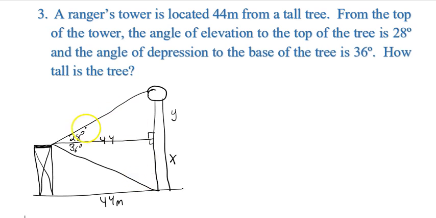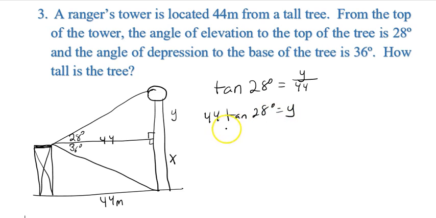Let's start with the top triangle. With the 28, I have the opposite side as y, and the adjacent side is 44. I don't know the hypotenuse. So that makes this be tangent. So I'm going to solve for y with tangent. Tangent of 28 is y over 44. Multiply by 44. And then I can just plug in and get 23.39. And this will be in meters because we have 44 meters in our problem.